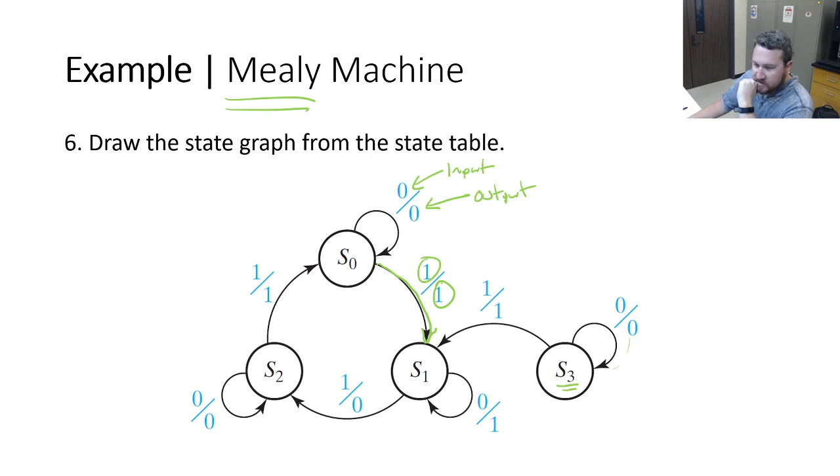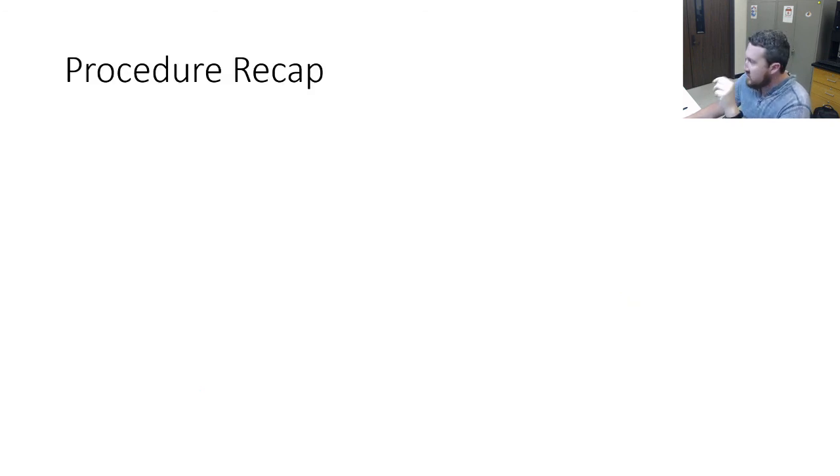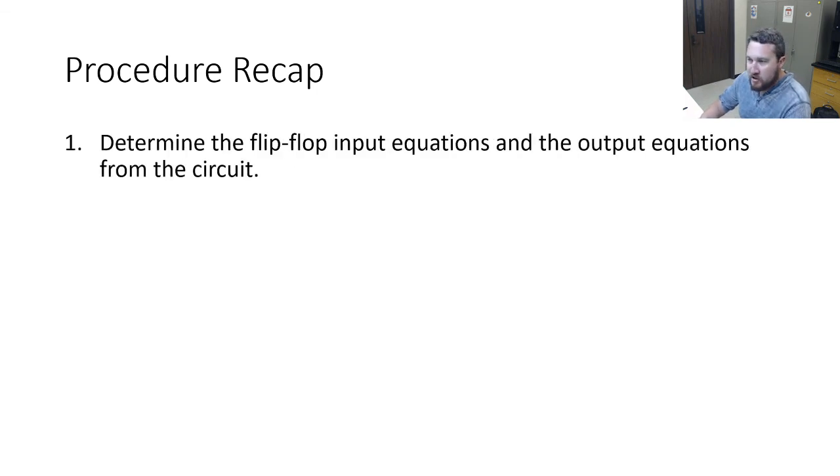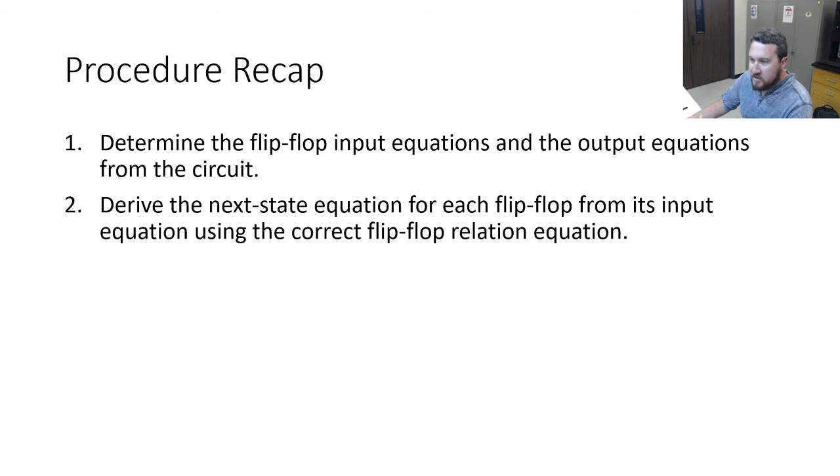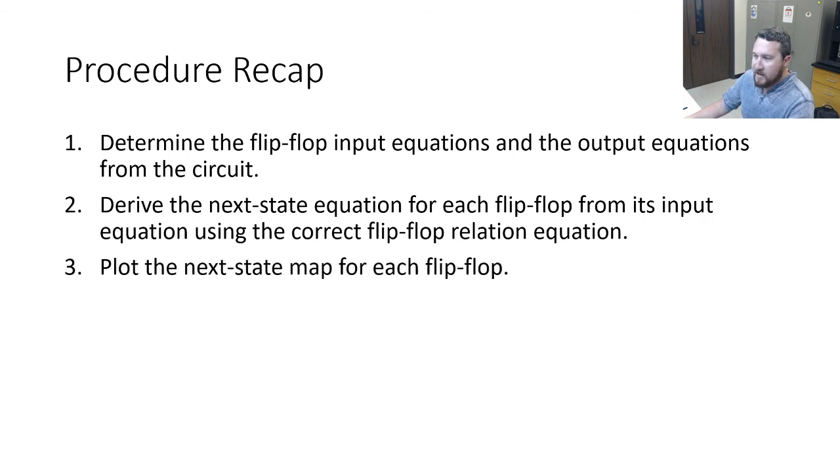All right, in that case, let's just recap real fast the procedure. Step 1, determine the flip-flop input equations and the output equations from the circuit. Step 2, derive the next state equation for each flip-flop from its input equation using the correct flip-flop relation equation. So see what flip-flop you're working with, find the correct equation. Step 3, plot the next state map for each flip-flop. So take those equations, create the k-maps for each one.